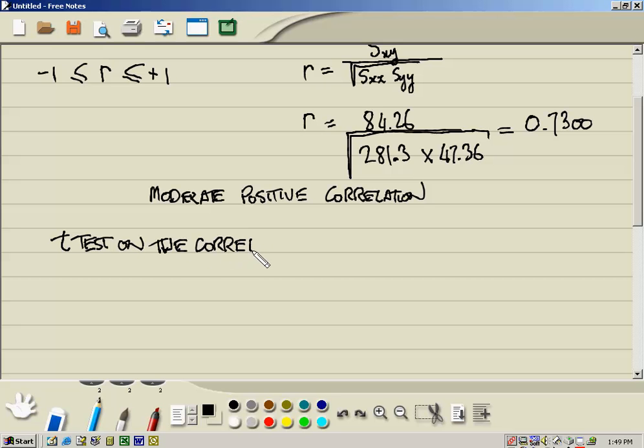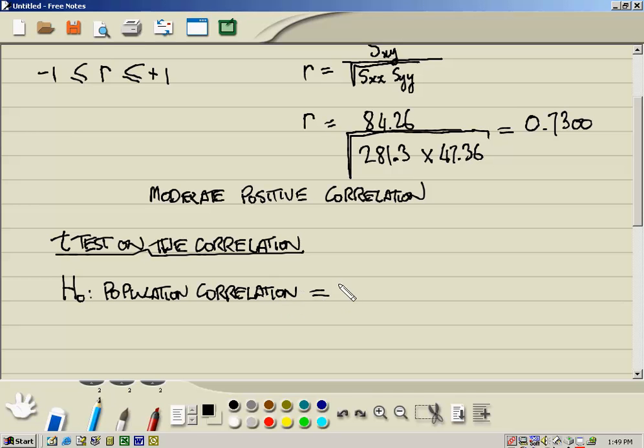This will be a lot simpler than the t-tests we've done up to this point, in the sense that it's always a two-tailed test, and it's always the same hypotheses. So the null hypothesis is that the true correlation, in other words, the population correlation, is equal to 0. Alright, in other words, there is no correlation in reality.